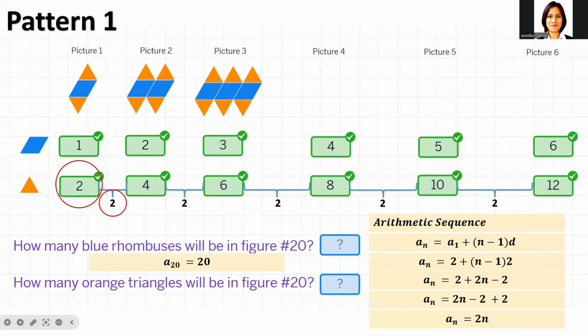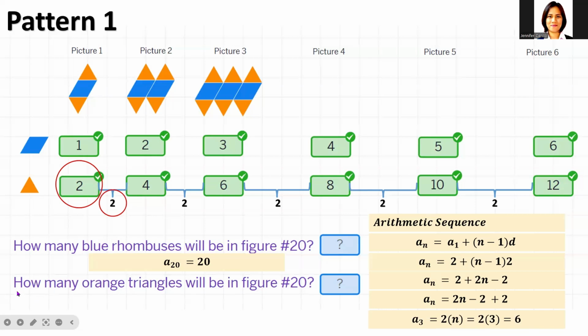Let us verify. In the first term, when n is 1, we have 2n, so 2 times 1 is equal to 2. In the second term, 2 times 2 is equal to 4. In the third term, 2 times 3 is equal to 6. Then 2 times 4 is equal to 8, 2 times 5 is equal to 10, and 2 times 6 is equal to 12.